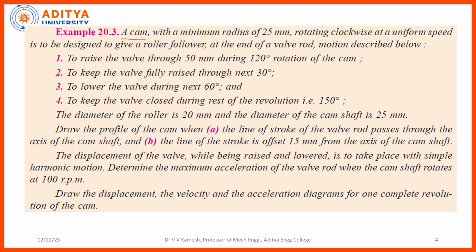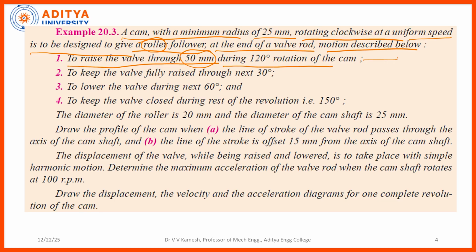A cam with minimum radius of 25 mm rotating clockwise at a uniform speed is to be designed to give a roller follower. Here the name changes. At the end of a valve rod, motion described below, to raise the valve through 50 mm. So this 50 mm means the follower movement, right? Or you can call it the stroke of the follower. During 120 degrees rotation of the cam, so this is ascent.